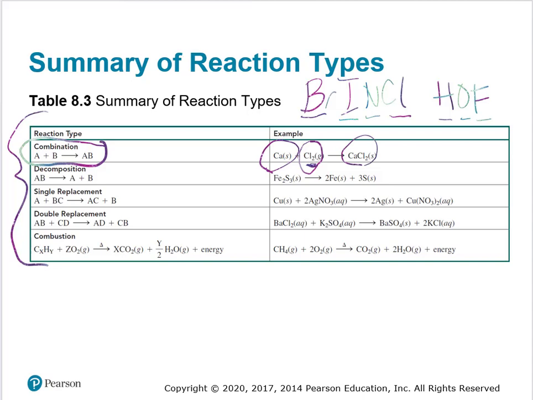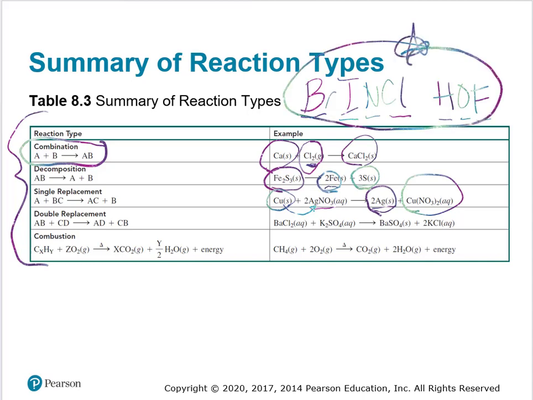A decomposition reaction. Here's an example where I have iron 3 sulfide breaking down into iron and sulfur. A single replacement, I've got loner copper plus silver nitrate. So copper is going to kick out the silver, leaving me with copper nitrate and silver by itself. Notice silver by itself is just Ag. Iron by itself is just Fe. Sulfur by itself is just S because none of those are in Brinkelhoff. Brinkelhoff is always diatomic, so we need 2 of them.